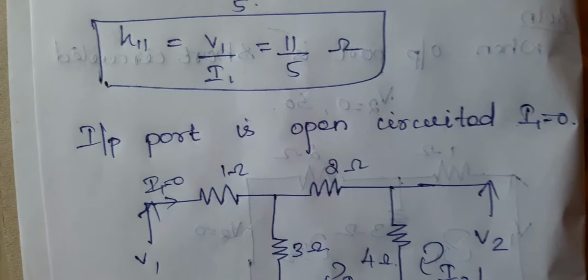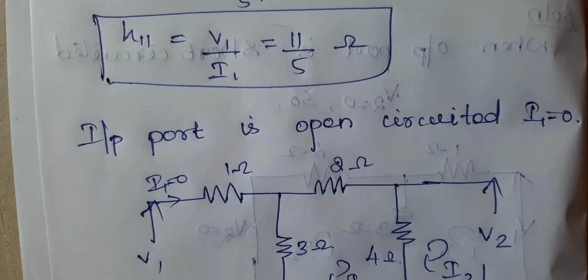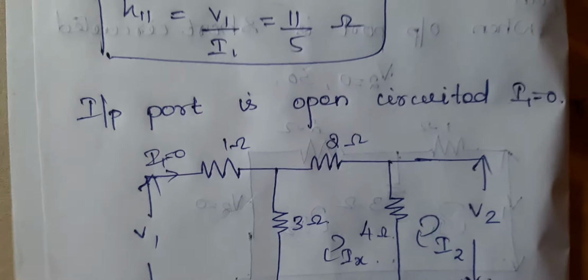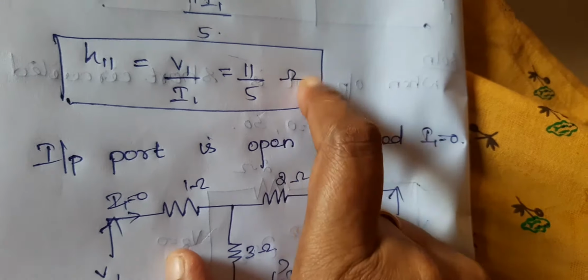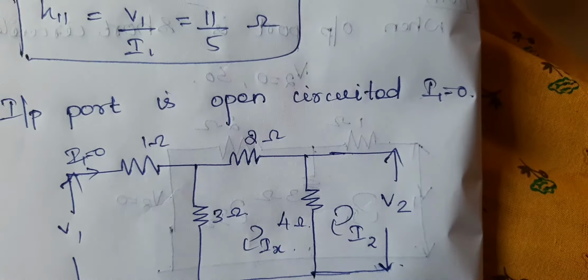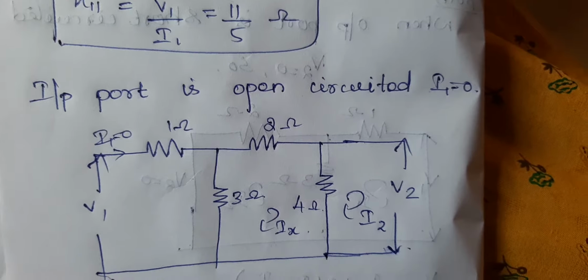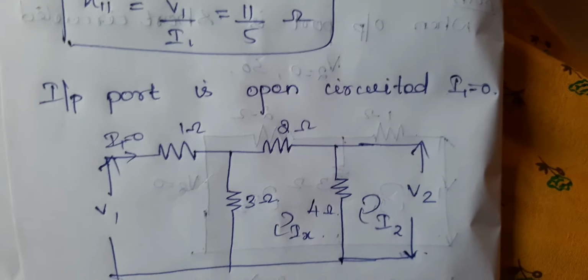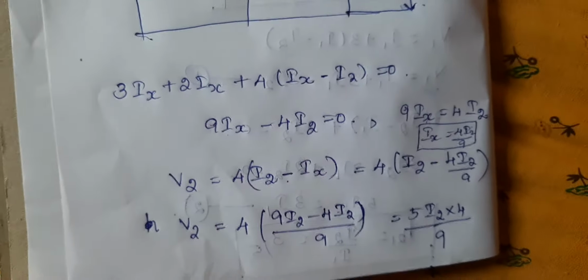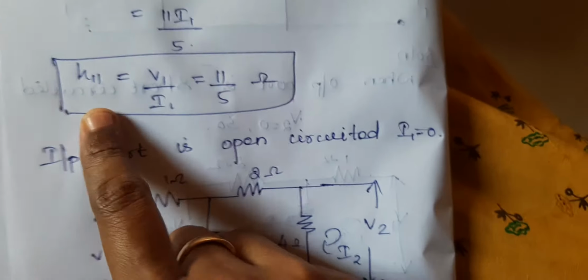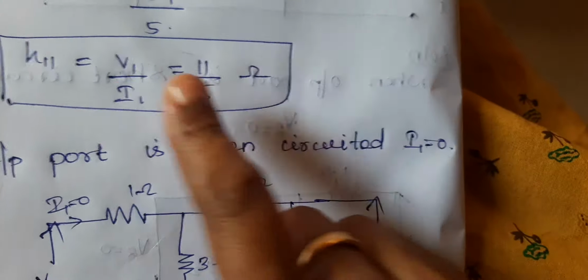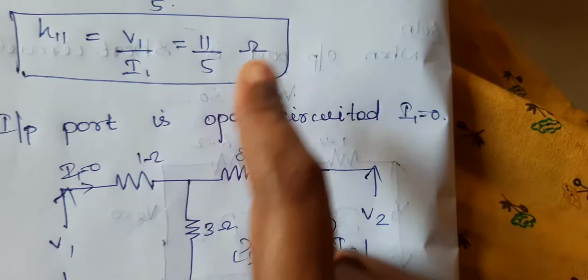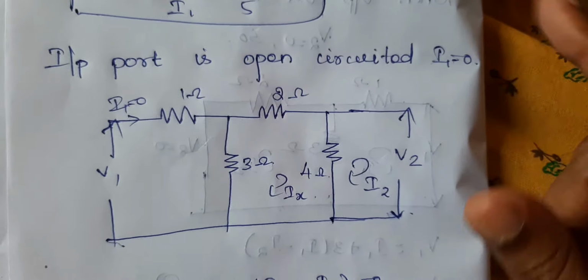So here what is H11? That is short circuit input impedance. That is why we have put the unit ohm. H12 and H21 are gains: open circuit reverse voltage gain and short circuit forward current gain. That is why they have no unit, we don't put one. So only for H11 and H22 we put units. H11 is impedance, so ohm. H22 is admittance, so mho.